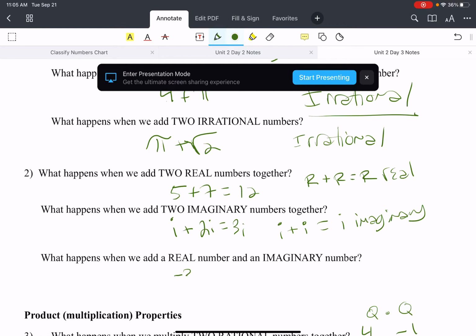Okay, how about -3 plus an imaginary number? Remember, i's are imaginary, but also square roots and negative. So let's look at the square root of -5. So here's a real plus an imaginary number. Okay, so what I want to know is if my answer is going to be real or imaginary.